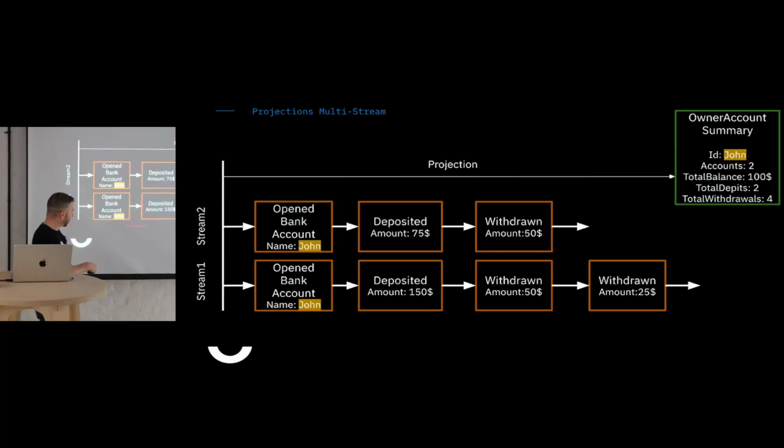So when we aggregate all of those events, we get some other insights. John has actually two accounts, so we can maybe count it because of the bank account opened event. And it has, of course, a little bit more balance because he has two accounts and some more activity.